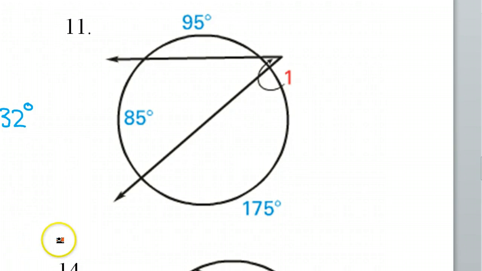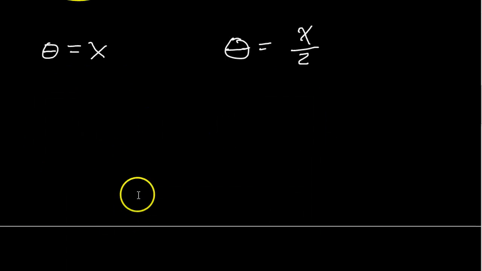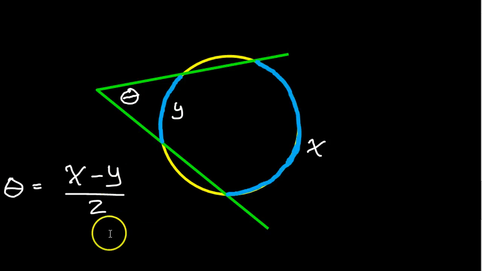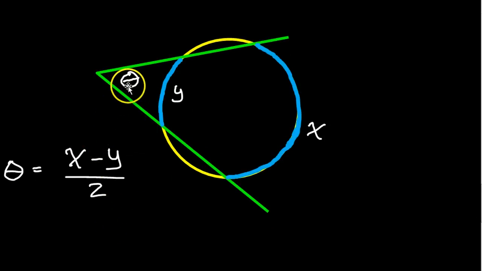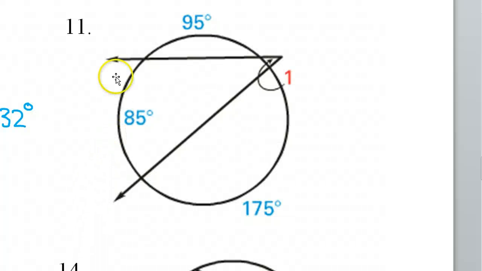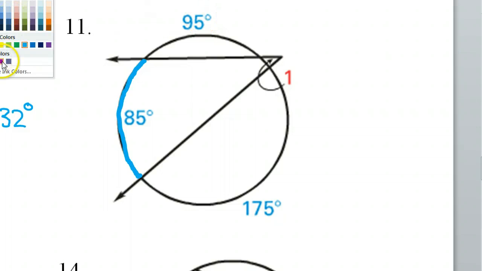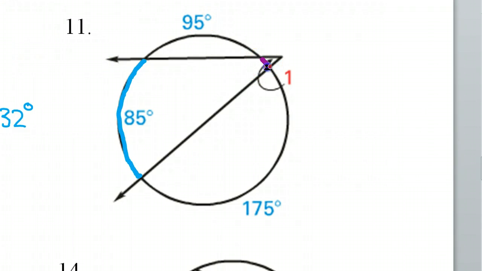Alright, number 11. This is very similar to the last problem. It's a tiny little angle here, peeking outside the circle, but we are still going to be using this formula for when we have the angle outside the circle. So angle equals big arc minus the small arc divided by 2. In this picture, this is the big arc that's being intercepted by the angle. Now the small arc is this little guy right there.